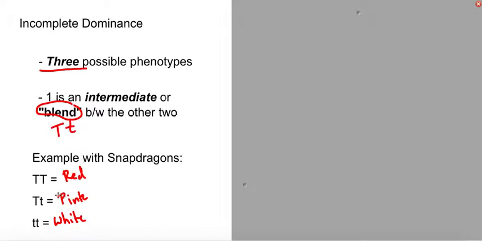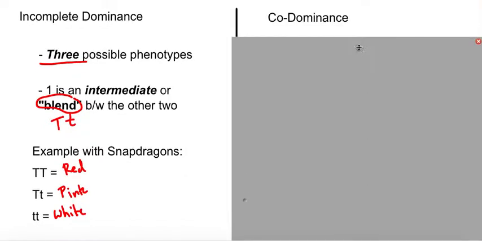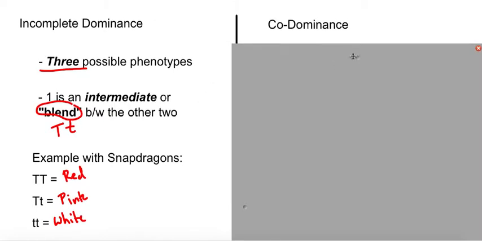In snapdragons, if you have a big T, little t, you produce a little bit of pigment, not enough to be red, but enough to be pink, which is more pigment than white. The other type of inheritance we'll look at here, and this is not really what snapdragons do, but I'll just use snapdragons as an example, is something called codominance.